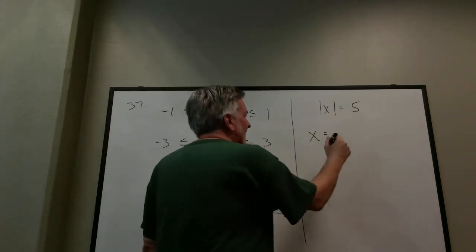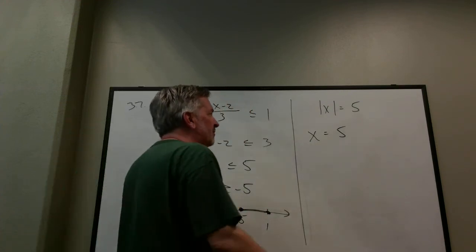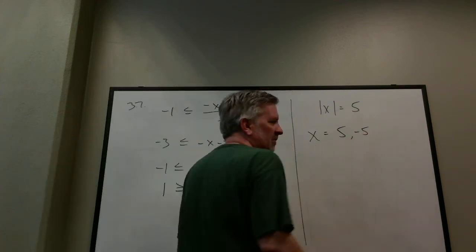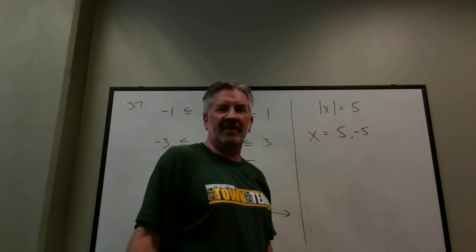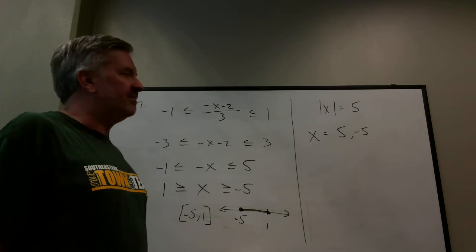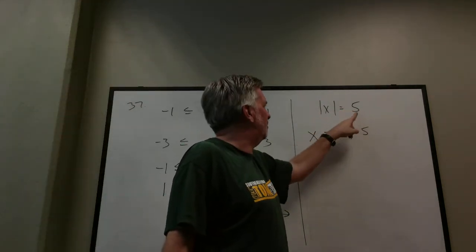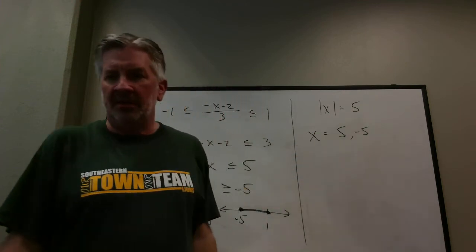Well, if x is 5, the absolute value of 5 is 5, so that would work. But there's also another solution. Negative 5 is also a solution because the absolute value of negative 5 is 5. Those are the only two solutions here. Okay, so if you have absolute value equals a non-negative number here, the solutions are plus and minus that number. Okay, that's no big deal.